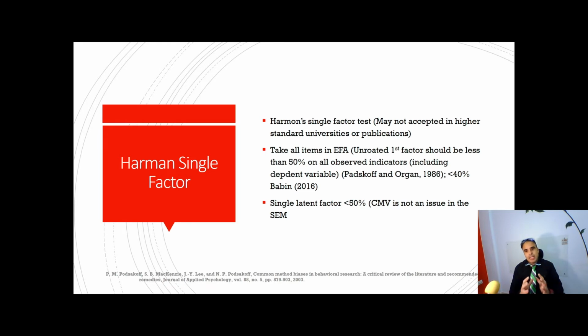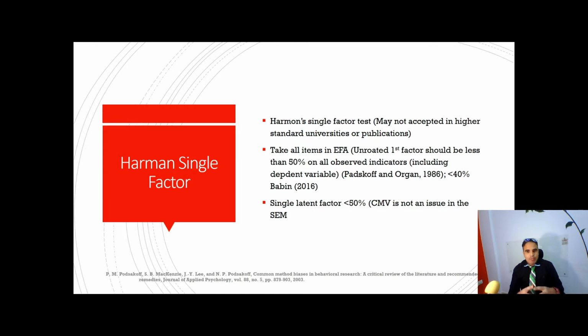What do we do in this? We find the unrotated first factor, which should be less than 50%. And how do we do this? We do it in SPSS, and now we're going to do it in SPSS. We have several criteria. Usually this factor has to be less than 50%. If it is less than 50%, then we have no CMV, or CMV is not an issue.